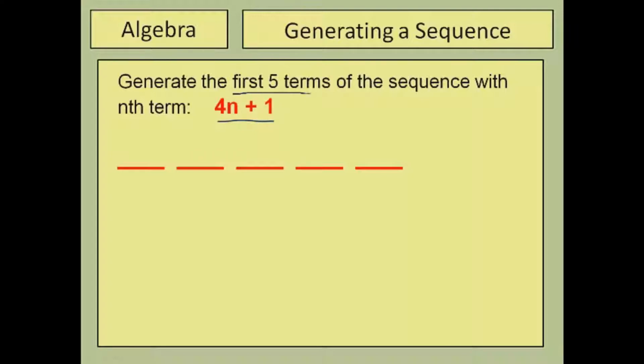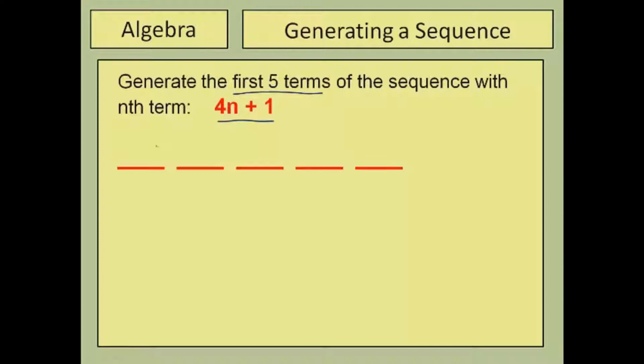sequence. So to do that, you take this nth term here, this bit of algebra, and you change the n, the unknown thing, for whichever term you're looking for. So if you're looking for the first term, you change n for 1. If you're looking for the second term, you change n for 2. If you wanted the 20th term, you change n for 20. So we've been asked to find the first 5, so we're going to change n for 1, change n for 2, n for 3, 4, and then 5. And this process is called substitution.